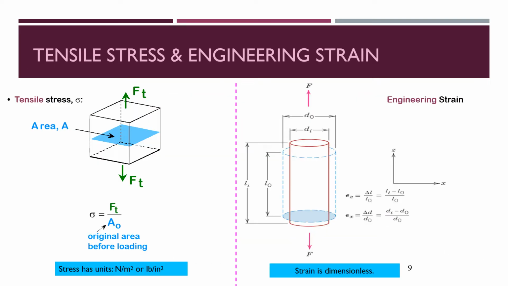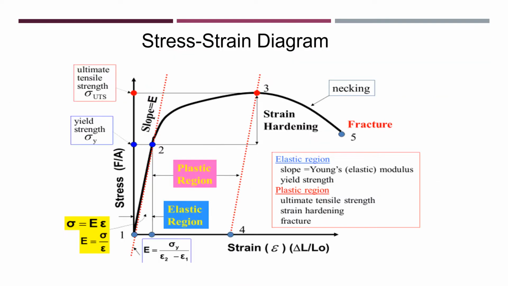The tensile stress and engineering strain are two formulas that are used in determining the tensile strength of the material. As you can see, the stress has a unit of Newton per meter squared and the strain is dimensionless. The result of the test is the stress-strain diagram.